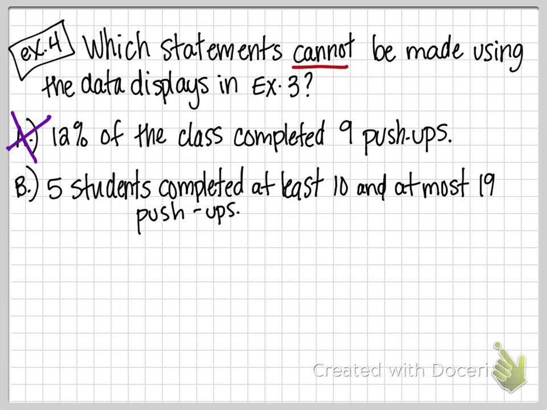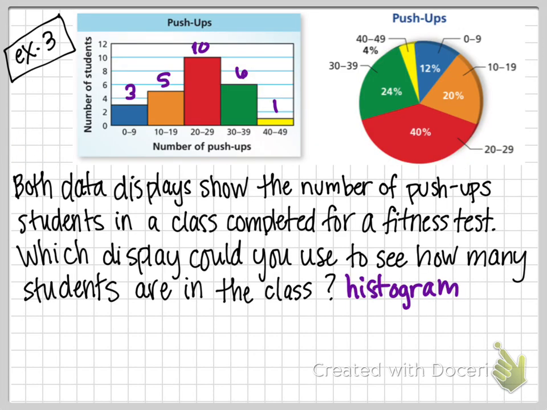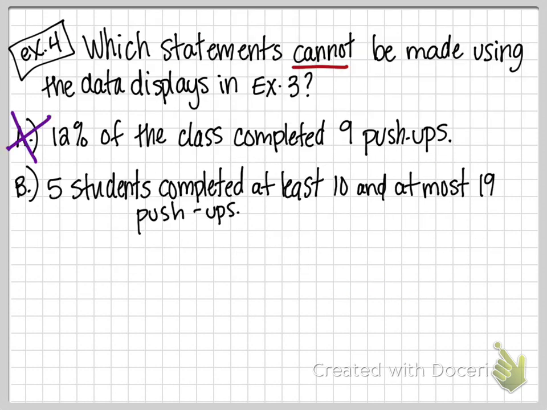What about 5 students completed at least 10 and at most 19? Let's look back just to check. At least 10 and at most 19, 5 students. Can we say that, Miles? Yes. We can see that on our histogram. 5 students, at least 10 and at most 19. So we can say this one for sure with confidence using our histogram.